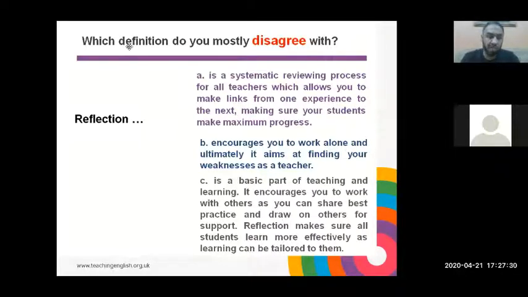So if you wanted to write on the chat box, it's okay. Okay. I'm agreeing with number C. So, Ms. Hiba Jamal.